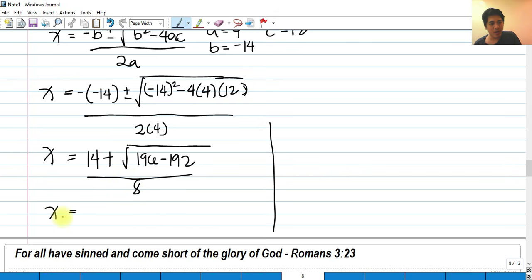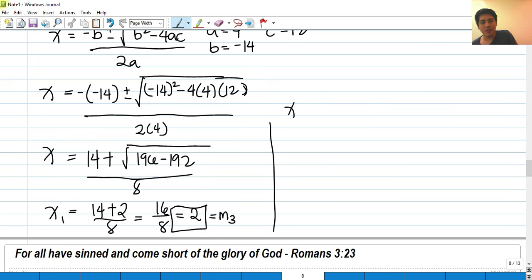And if we evaluate this, this is m sub 1 because we have m sub 2, which is the minus. So we have 14 plus the square root of 196 minus 192, which is 4. Square root of 4 is 2 over 8. We have 16 over 8, and that is equal to 2. So this is the m sub 3, the other root.